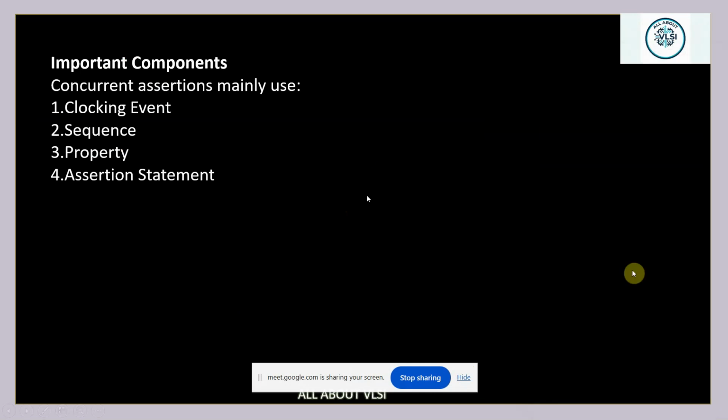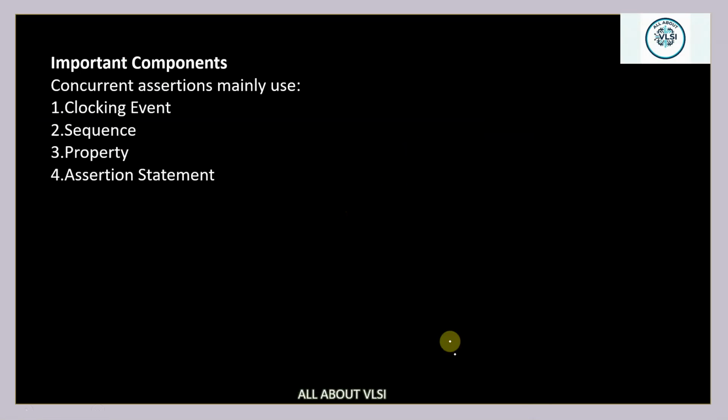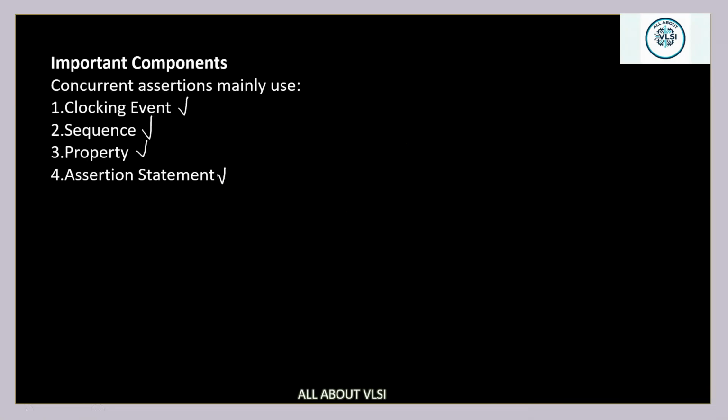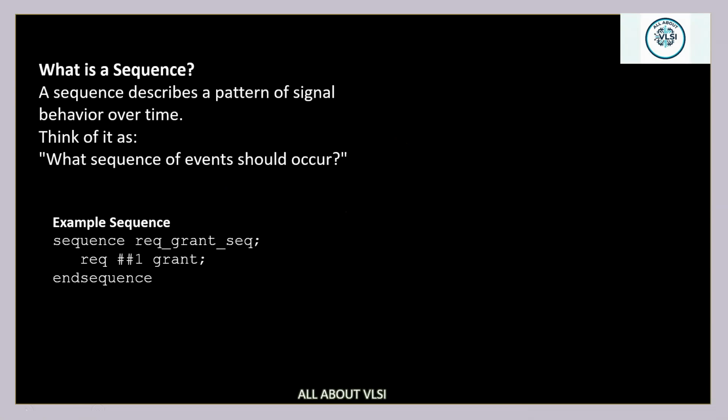In the case of concurrent assertions, I'm going to have something known as clocking events, sequences, properties, and assertion statements. These are all the components I'm going to have in concurrent assertions. Whereas in immediate assertions, I was just writing the assert keyword and whatever condition I want to check. That's it. But in concurrent assertions, I'm going to use something more. So let's see what I'm going to use here.